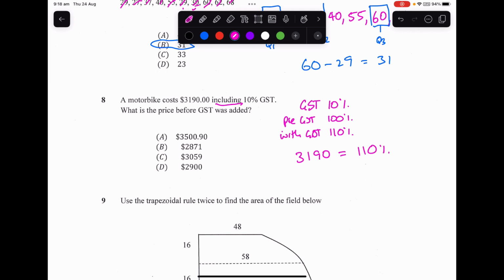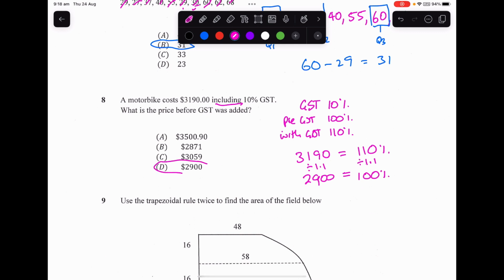Now there's 2 ways you can do this. You can either take it down to 1% and then times it back up to 100% to find your pre-GST price, or you can just take it from 110 to 100%. So that's the way I'm going to do it here. So what's 110 divided by to get 100? Well, we would divide it by 1.1. Okay, and if we divide both sides by 1.1, 110 divided by 1.1 will give me 100%, and 3,190 divided by 1.1 will give me 2,900.